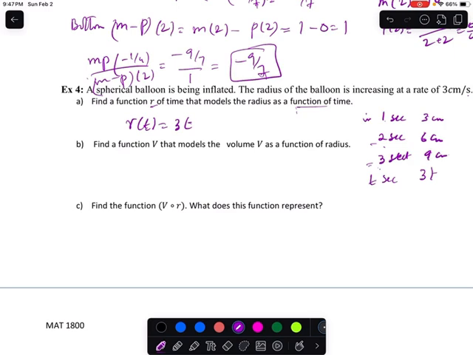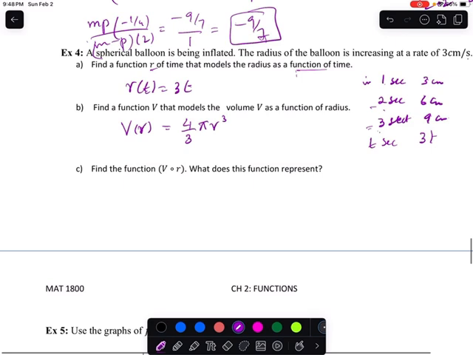Then it says part B, find a function V that models the volume V as a function of radius. So V is the volume, and we want to find V of r, volume depending on r. The formula is 4/3 pi r cubed. That is the formula for the volume of a sphere with radius r. Then next is find the function V composed with r. And what does this function represent? What do you think?